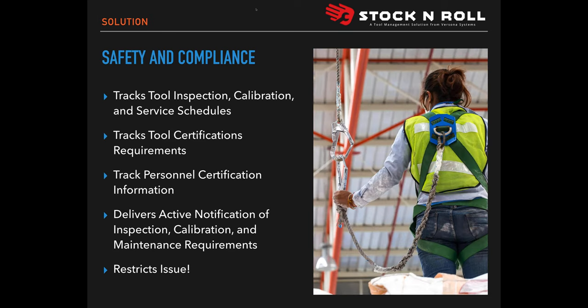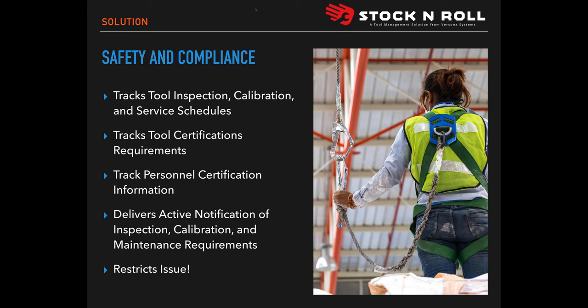And lest we forget the need to ensure safety and compliance. At the point of issue, Stock and Roll will also prohibit the tool room operator from issuing tools and equipment requiring inspections, calibration, or maintenance. It will also prohibit the tool room operator from issuing a tool that requires specialized training or certifications to personnel without those certifications. At the point of return, Stock and Roll will notify the tool room operator if equipment is due for inspection, calibration, or maintenance and automatically put it in that status so it cannot be issued again until the service has been performed. It will also allow the tool room operator to mark a returned item as damaged and in need of repair or disposable at that point of receipt. In short, if used properly, Stock and Roll is an efficient and effective solution to ensuring safety and compliance.